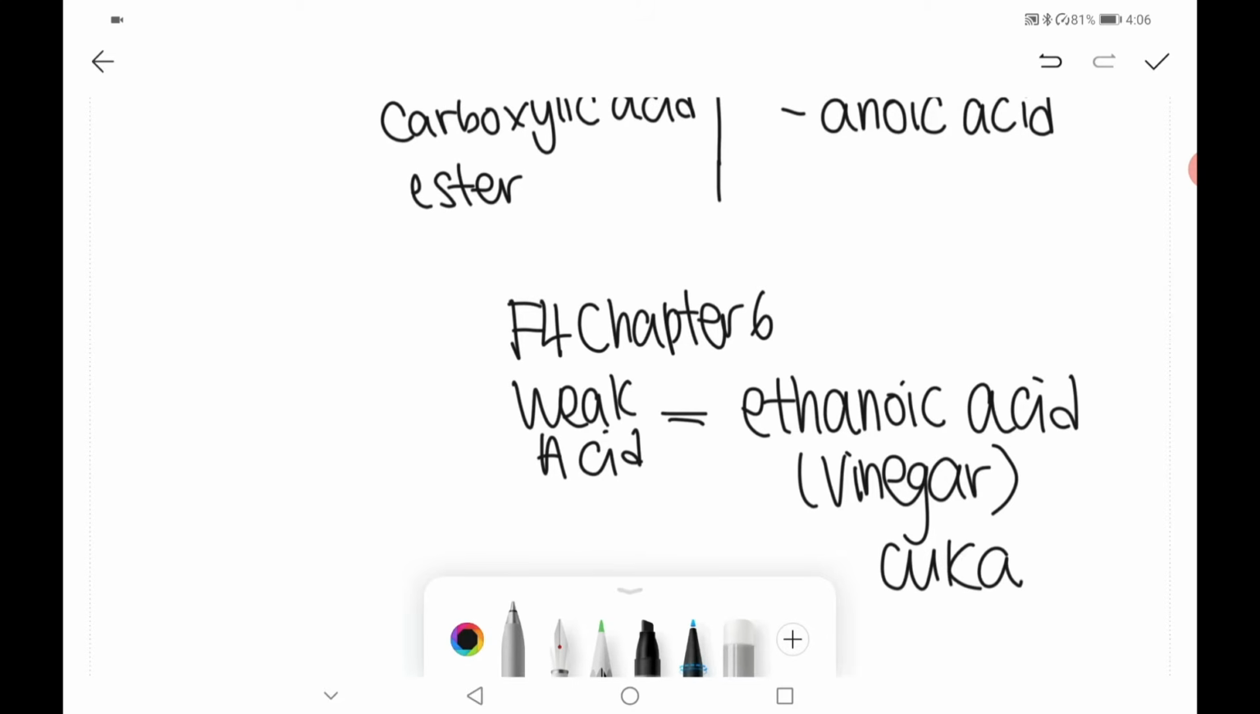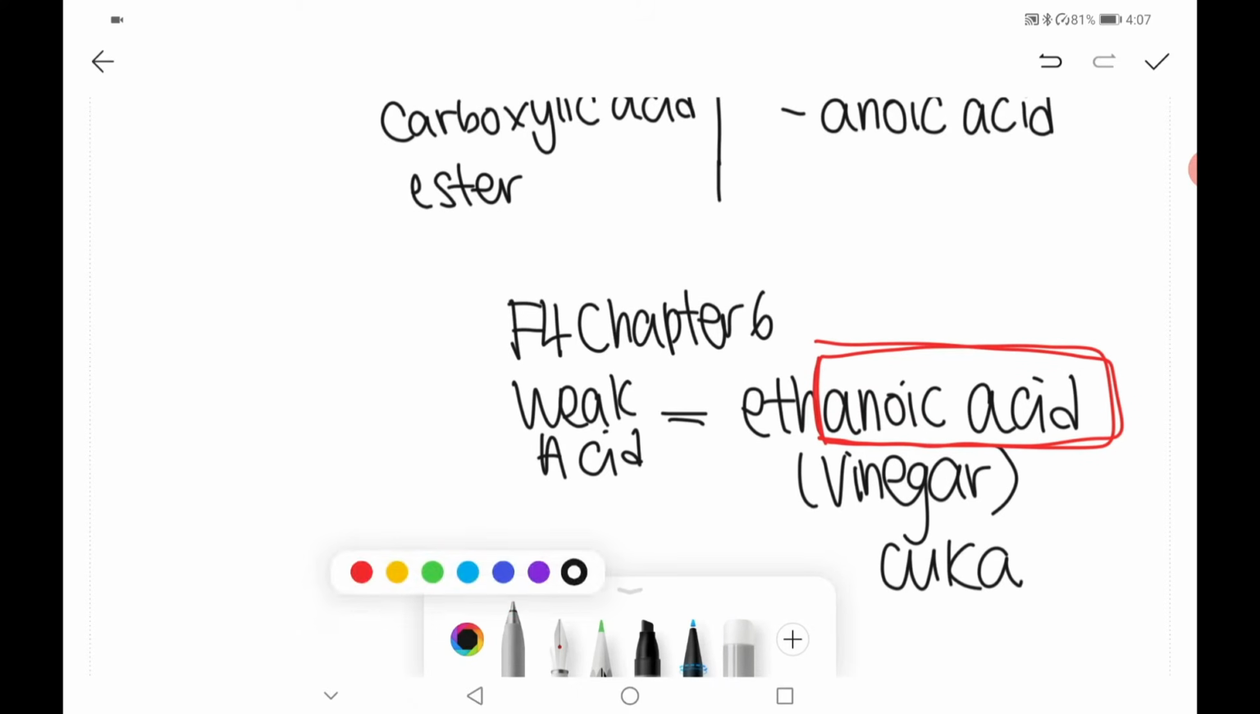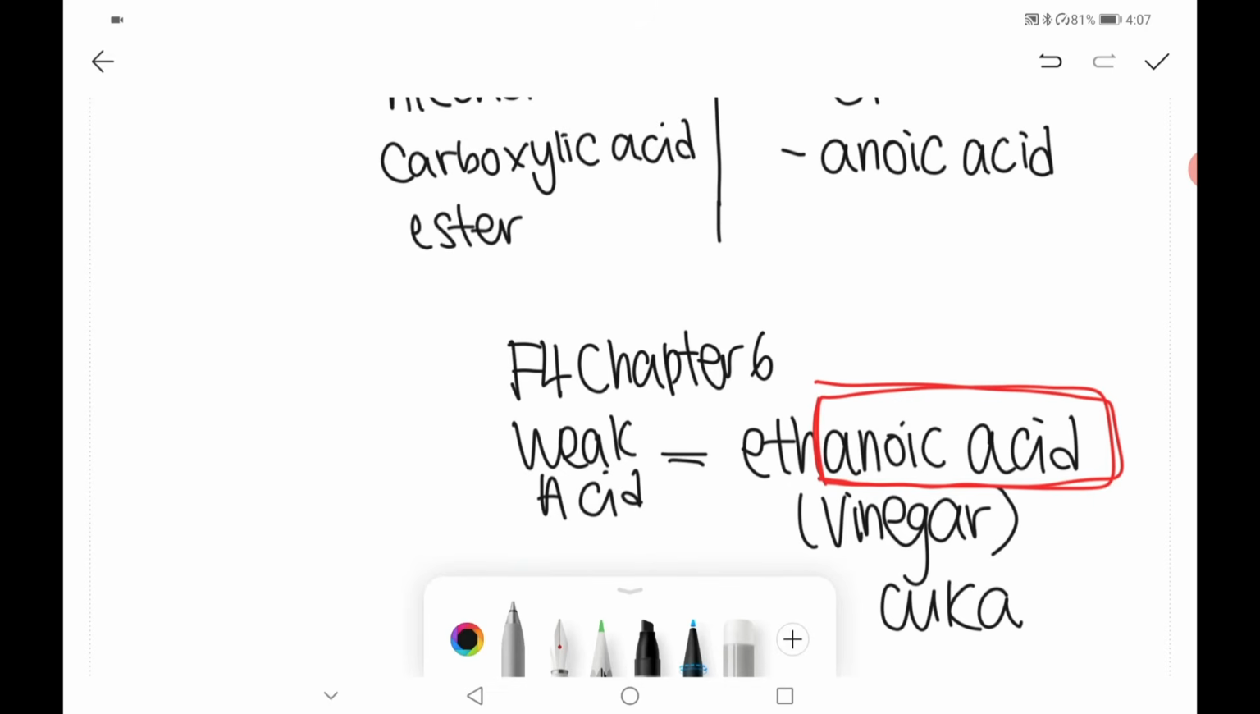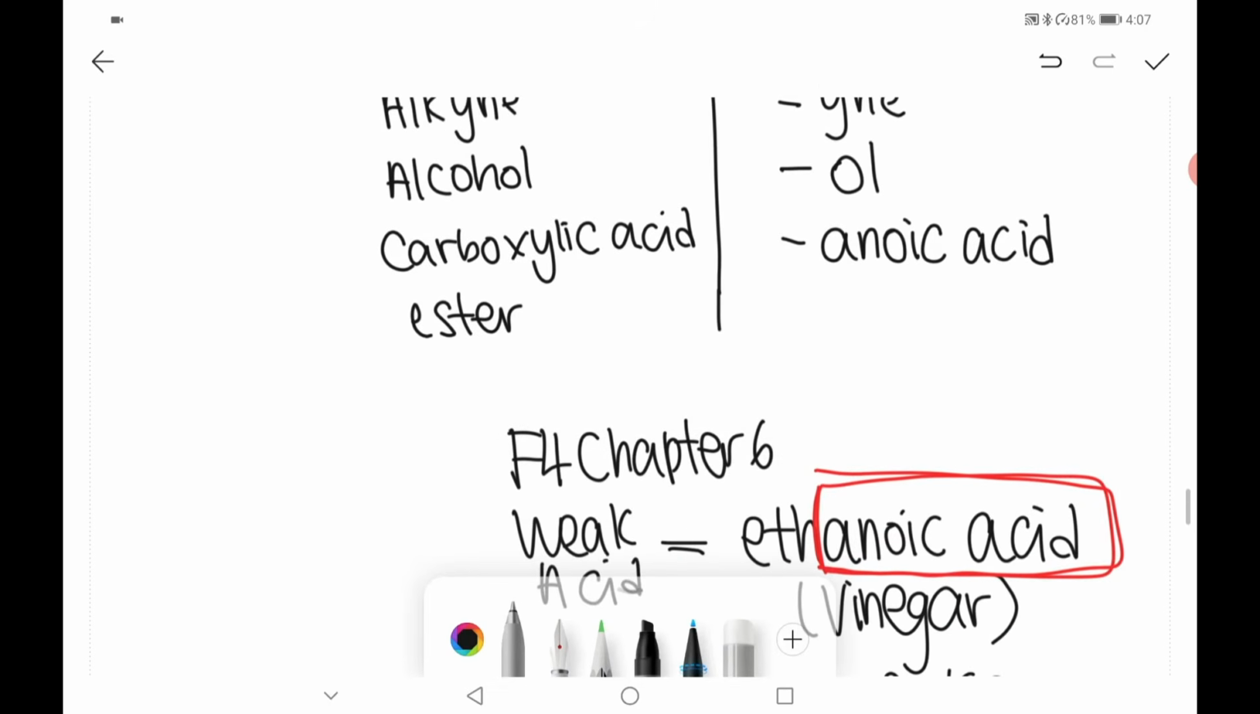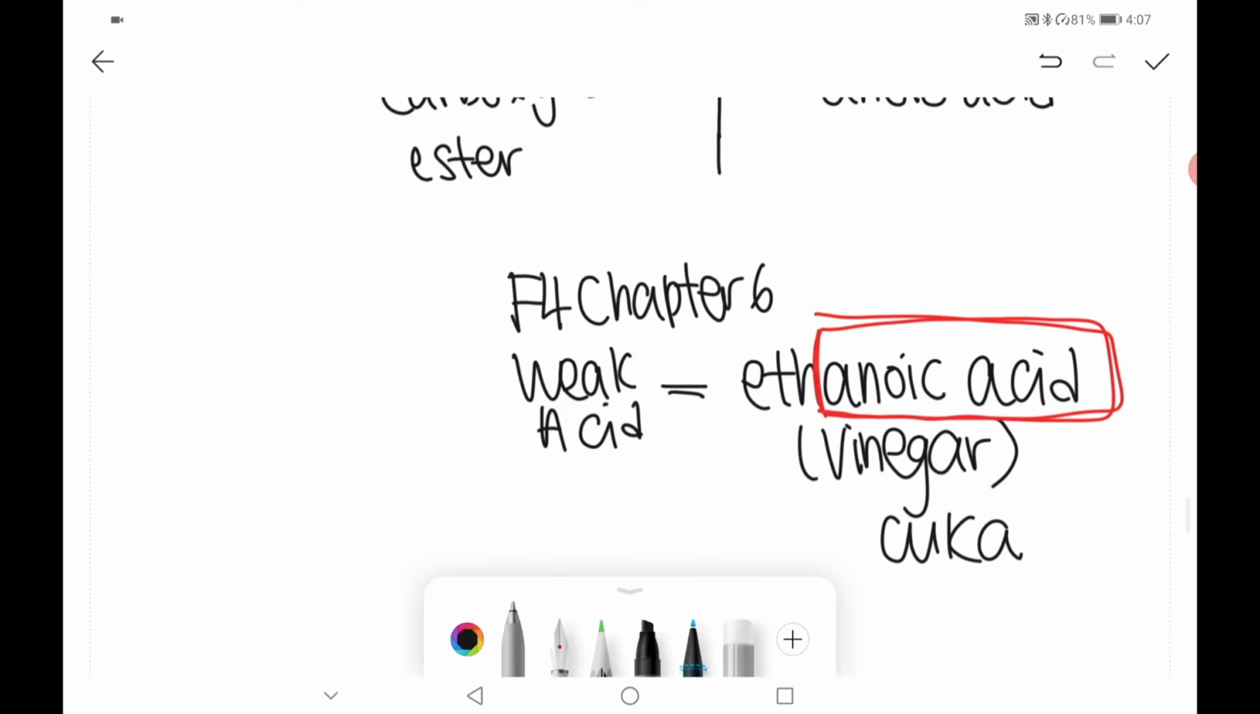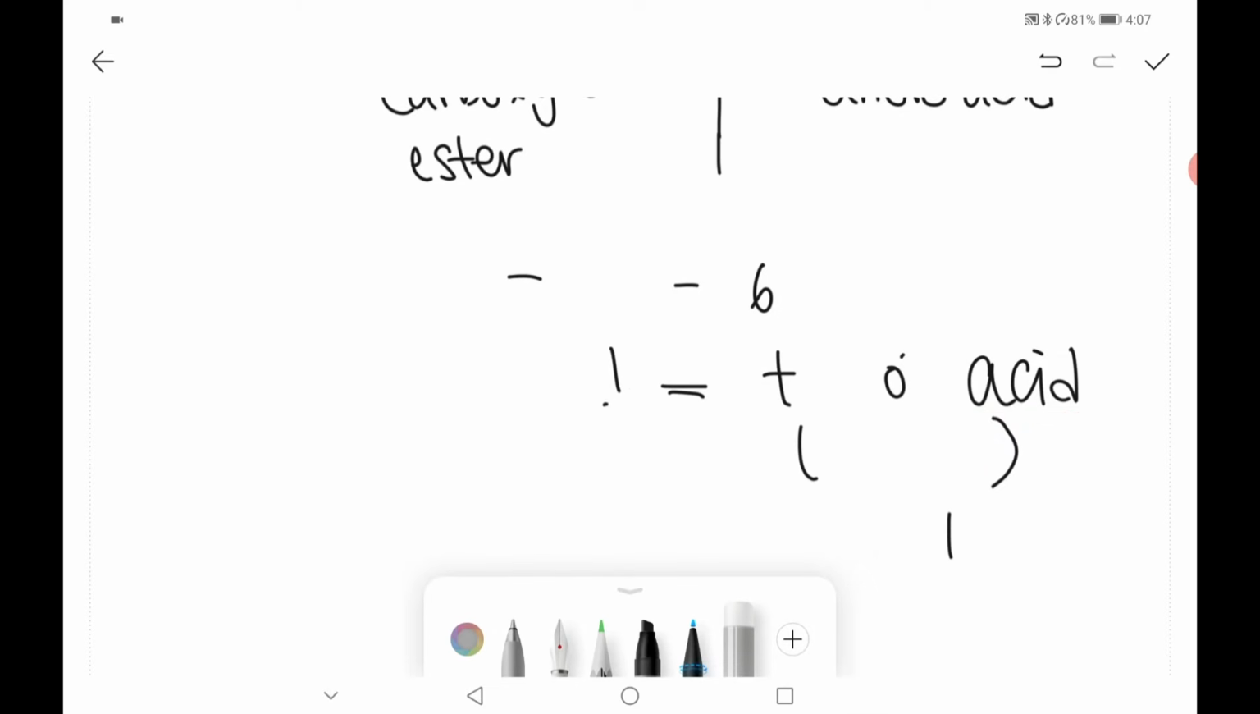You see, the name ends with anoic acid. So when you see the name ends with anoic acid, you know already this is a carboxylic acid. So for carboxylic acid, the name must finish with anoic acid.